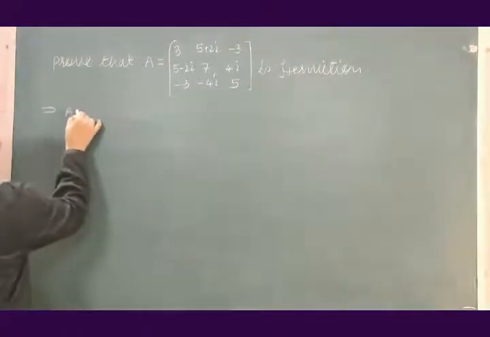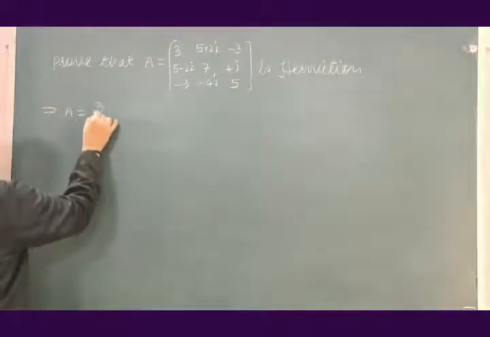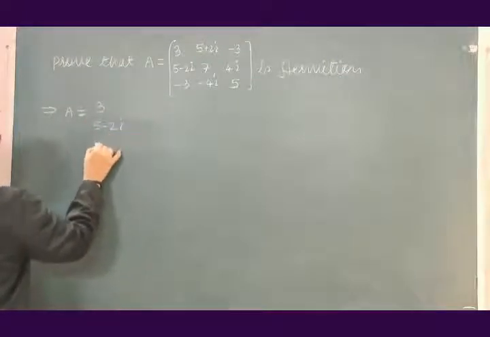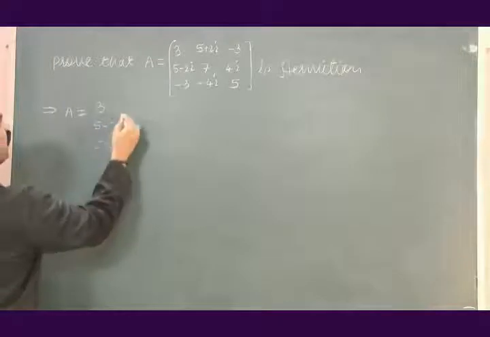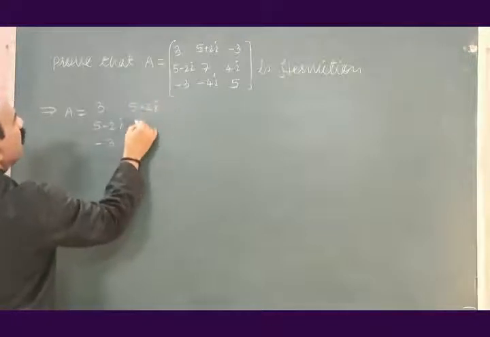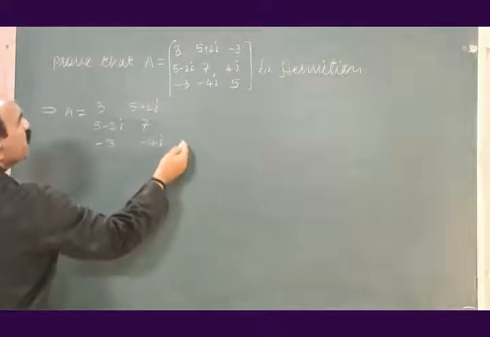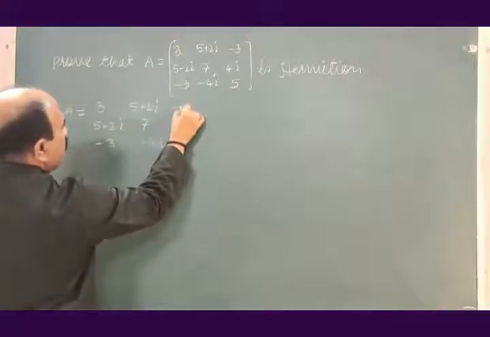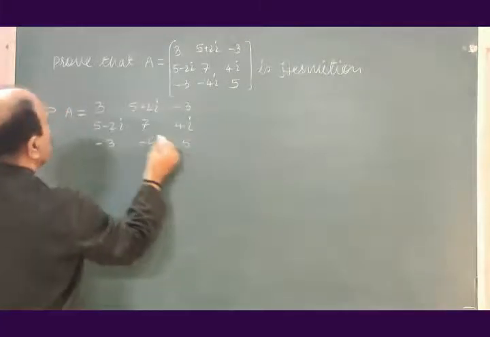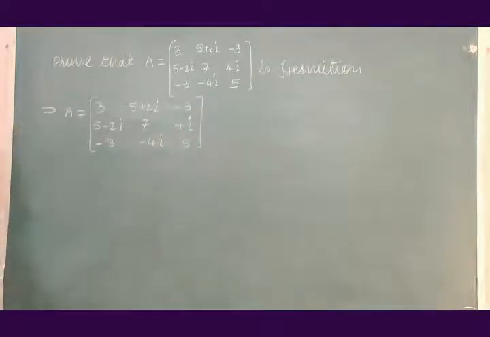So matrix A is, just write it here: 3, 5 minus 2i, minus 3; 5 plus 2i, 7, minus 4i; minus 3, plus 4i, 5. This is the given matrix A.